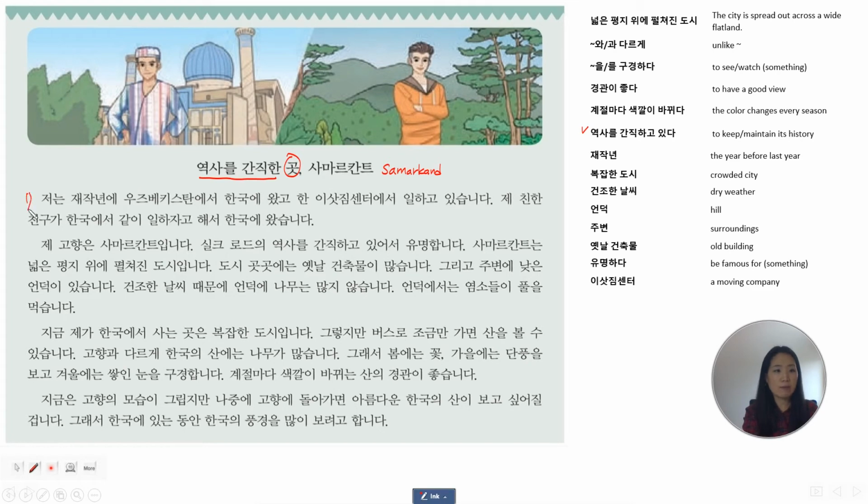First paragraph. 저는 재작년에 우즈베키스탄에서 한국에 왔고 한 이삿짐 센터에서 일하고 있습니다. So 재작년, the year before last year, which is 2 years ago, I came to Korea from Uzbekistan 2 years ago, and I'm currently working at the 이삿짐 center, moving company.